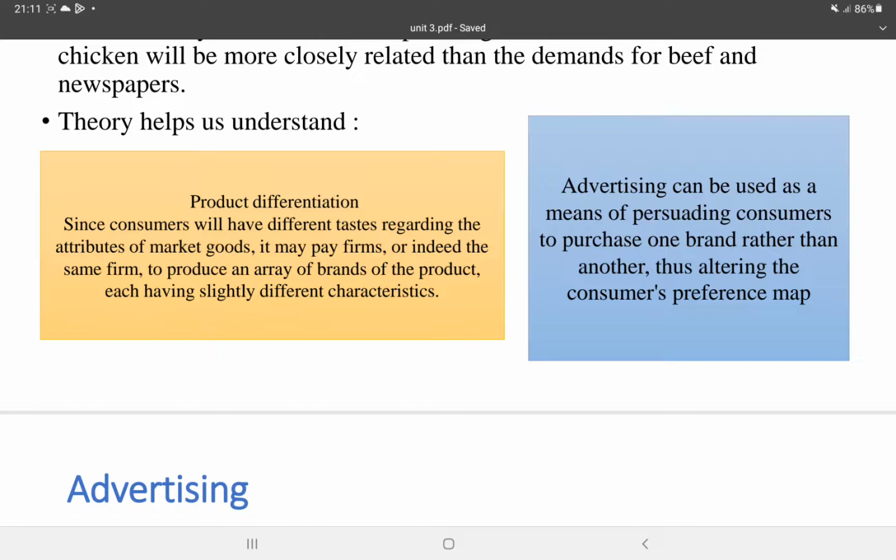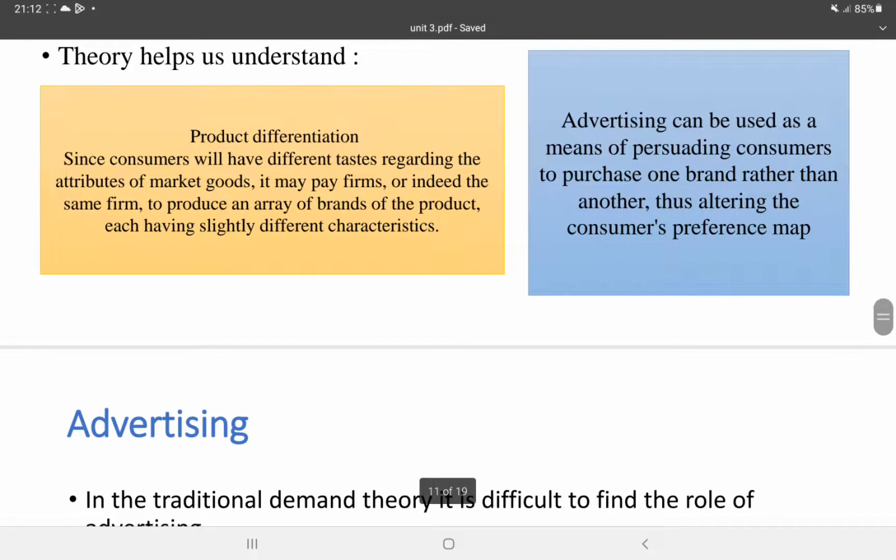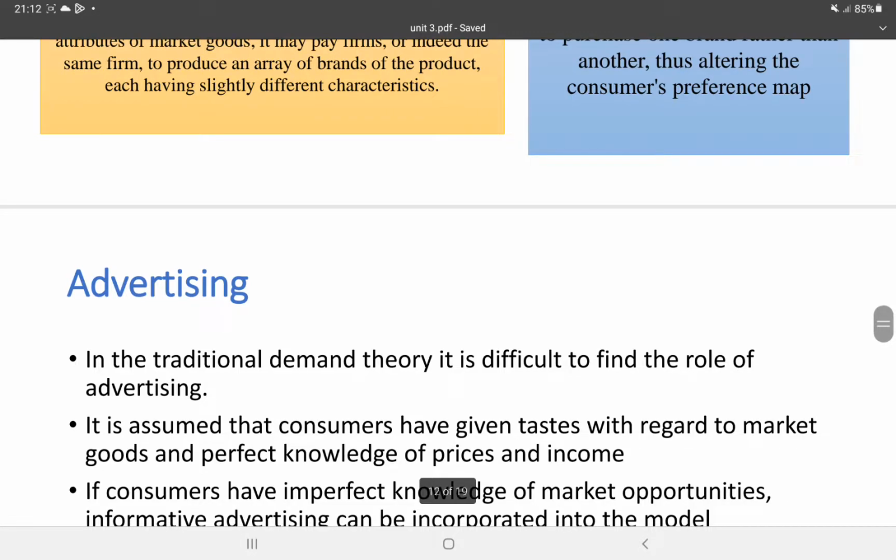It is also able to help us understand advertising. That is to say, advertising can be used as a means of persuading consumers to purchase one brand rather than another, thus altering the consumer's preference map. So you will see that the preference map will be altered specifically by advertising.